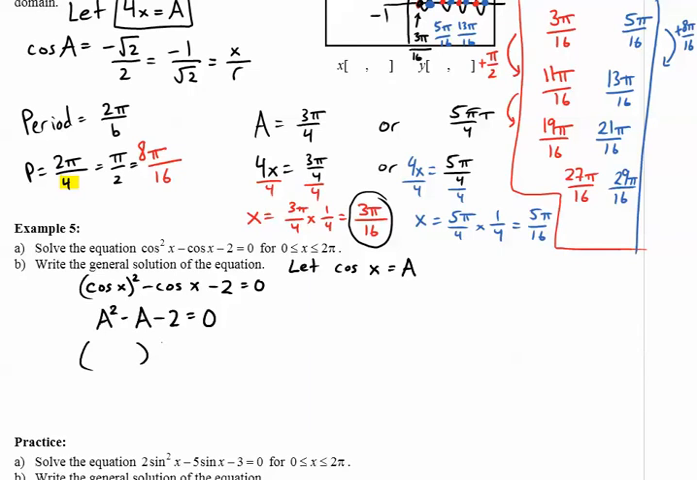And now we can factor. What two numbers multiply to a squared? We need a times a. What two numbers multiply to negative 2? Well, 2 times 1 is 2. And then when I add the middle terms and the outside terms, I need to get negative 1. So that means my 2 must be negative and my 1 must be positive.